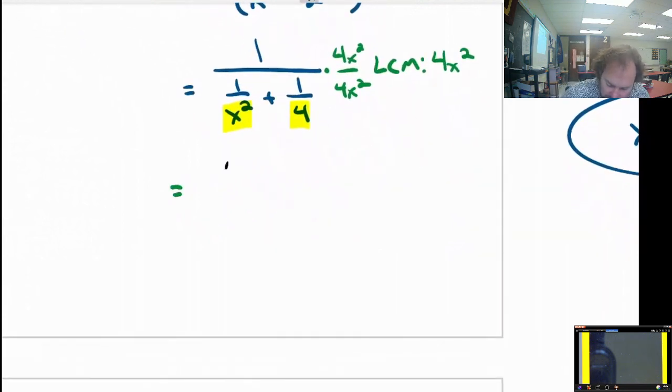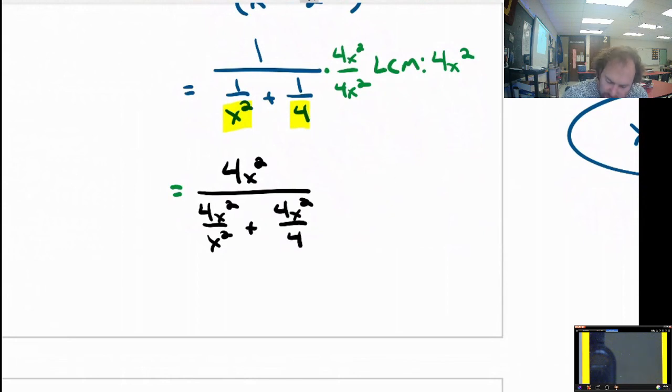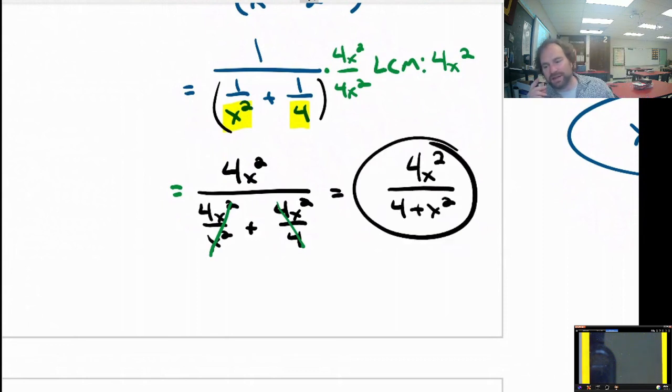On the top of the fraction, the 4x squared is just going to park right up there. But on the bottom, we're going to have 4x squared over x squared plus 4x squared over 4, because we are distributing. We're multiplying the bottom by 4x squared. And those of you in the know notice that the x squareds will cancel out and the 4s will cancel out. Which means that I think the simplest expression here is 4x squared over 4 plus x squared. That is a good, simple answer. I like it. Hey, that one was pretty straightforward.